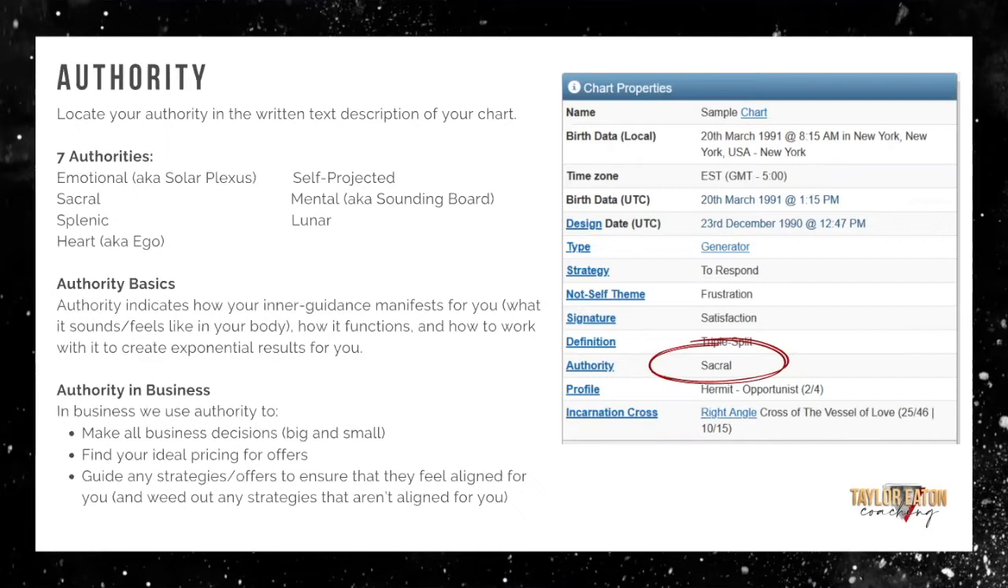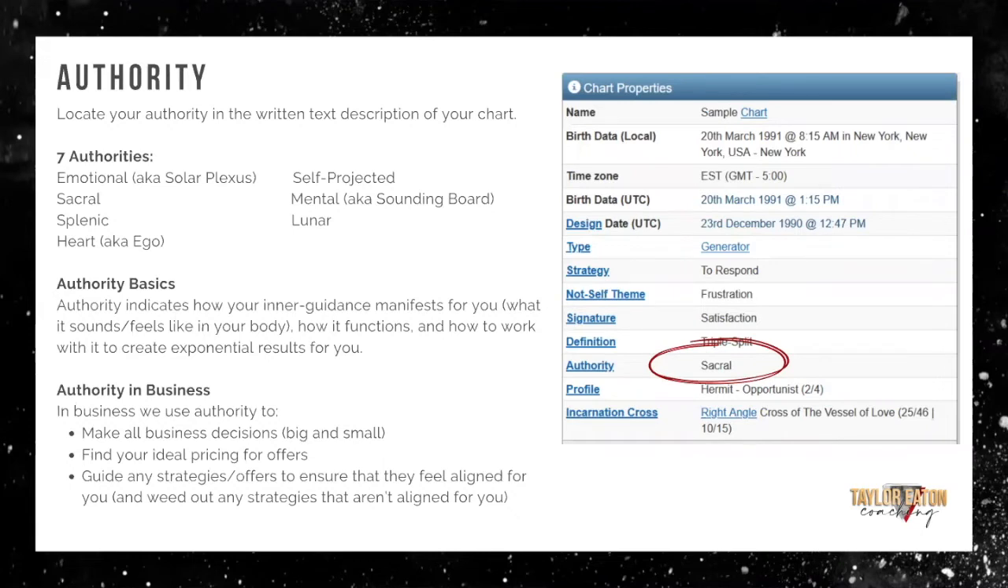So when we look at authority, in general, authority indicates how you use your inner guidance, right? How your inner guidance manifests for you, what it sounds or feels like in your body, how it functions, and it gives us some insight into how to work with our inner guidance to create exponential results for ourselves. When it comes to business, we use authority to make all business decisions, big and small, in a way that works for each of us per our authority, right? We use our authority to find ideal pricing for your offers. And we use authority to guide any strategies or offers to ensure that they feel aligned for you, and also to weed out any strategies that aren't aligned for you.